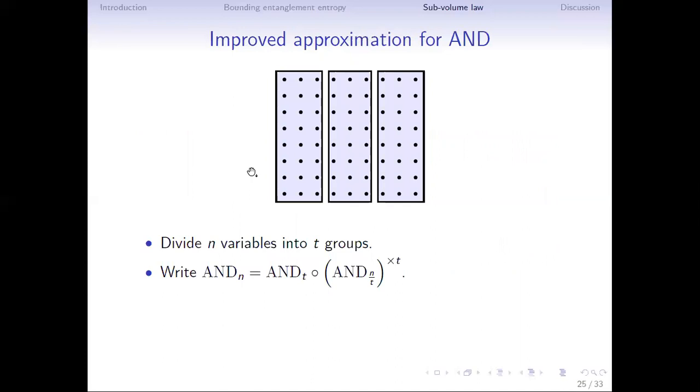So let's use a robust polynomial to get an improved approximation for AND along the lines of the KLS polynomial, but this is a different construction. Let me arrange the n variables in a manner similar to the two-dimensional Hamiltonian that I showed earlier. This arrangement is not necessary, of course, for the case of classical variables, but it will help us connect to the construction that I'll show later. I'll divide these n variables into t groups, these t big rectangular groups, and I'll write the AND function on these n variables as a composition of AND on the t variables followed by evaluation of AND inside each block.